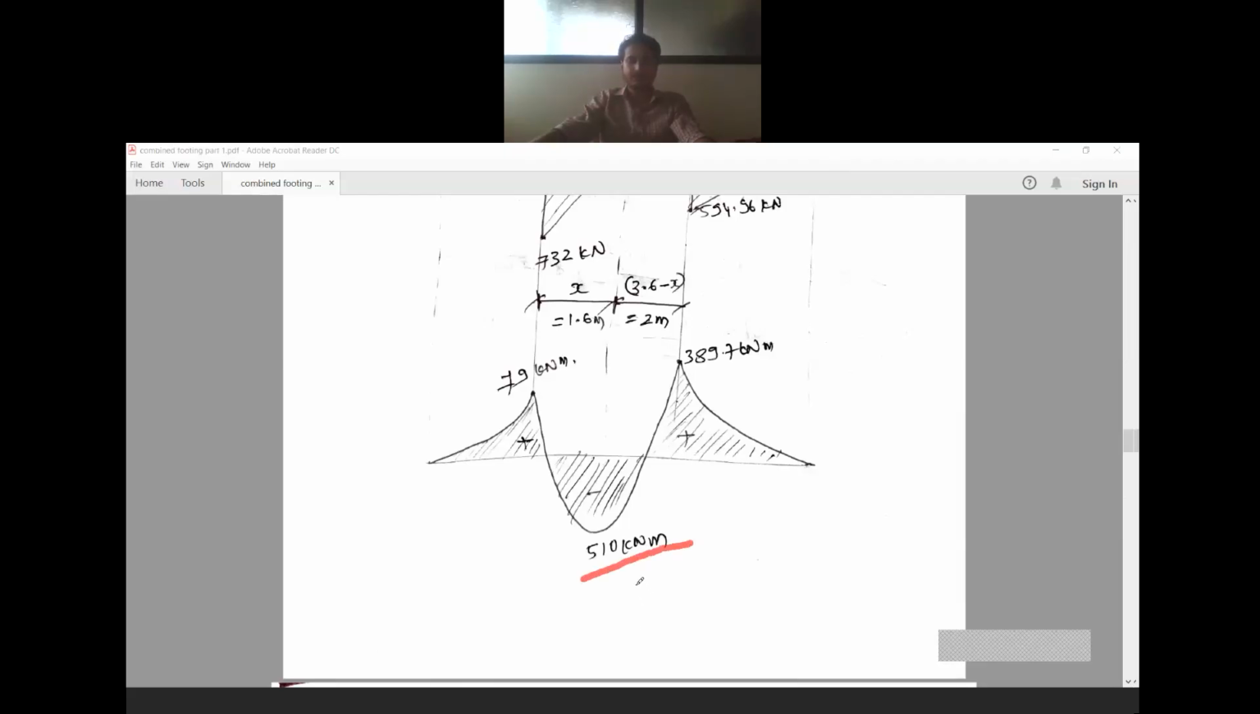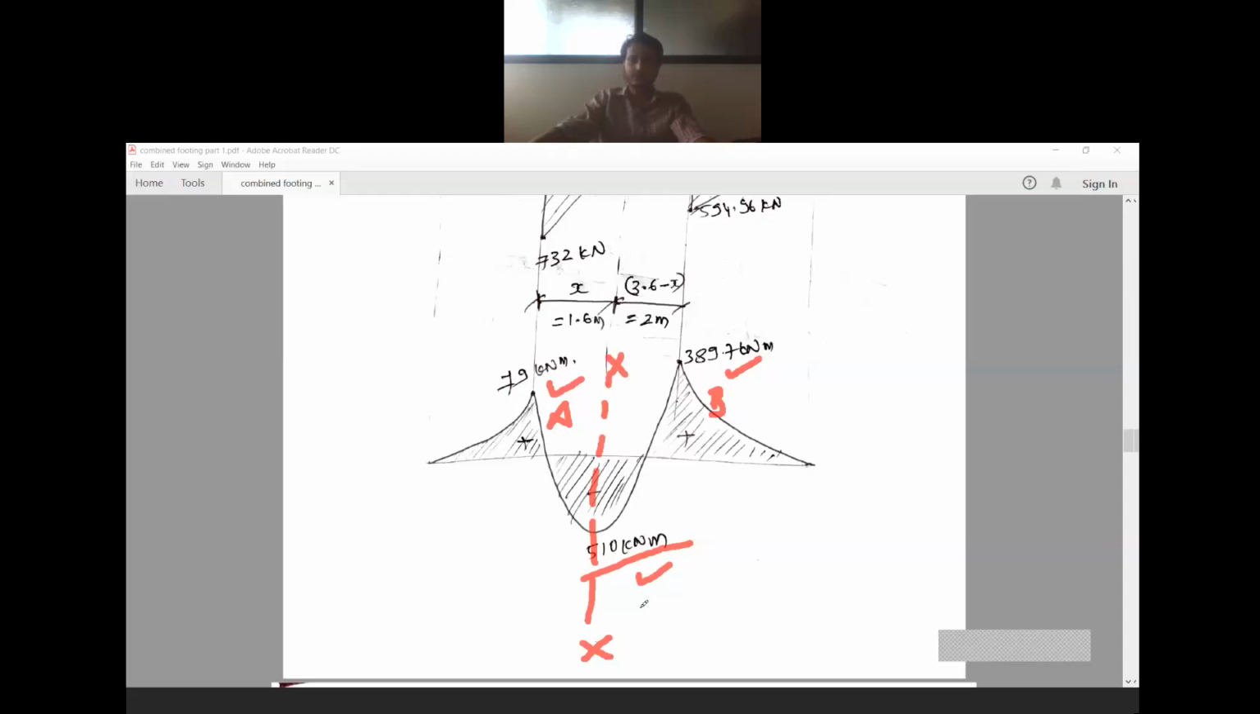We have to find the longitudinal reinforcement for this moment, and in the next step we will be doing the longitudinal reinforcement under column A, and then under column B. So this is column A here, and column B comes on this side. This is the maximum bending moment, so we shall consider this section as section XX.